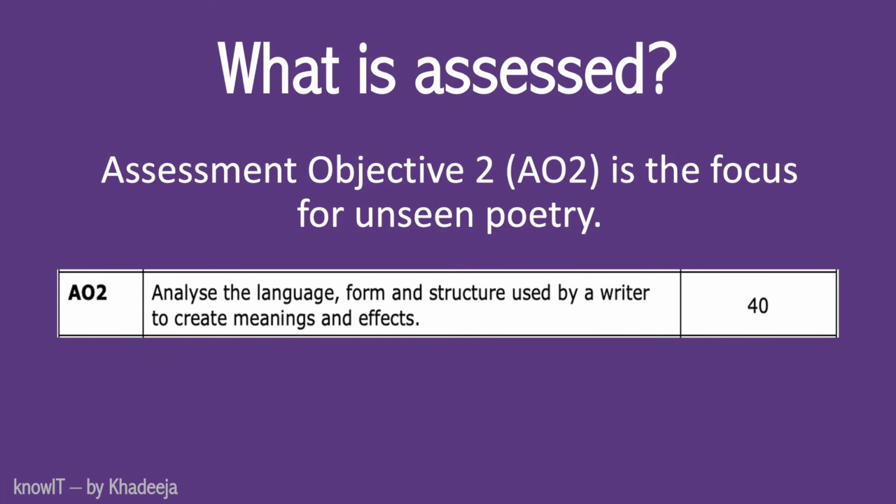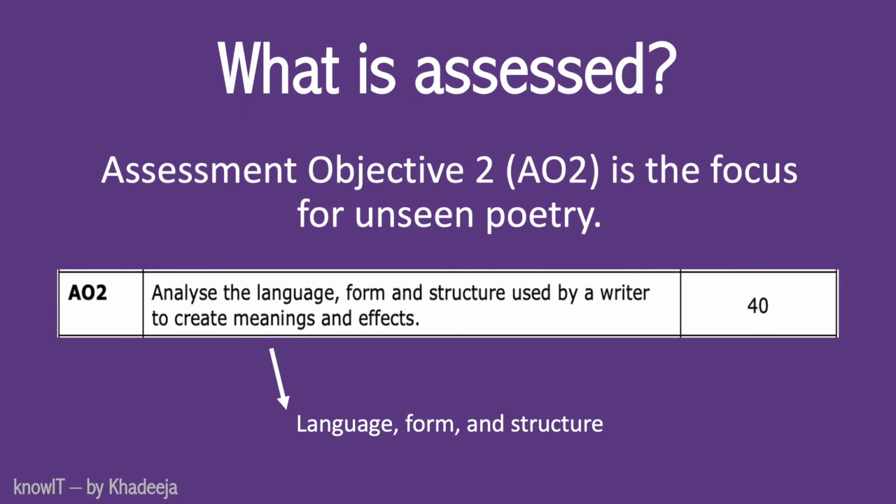As you can see from here, AO2 means that you as a student have to analyze the language, form and structure used by a writer to create meanings and effects, and it constitutes 40% of the entire iGCSE. Of course, AO2 is also assessed in other parts of your English literature exam, such as An Inspector Calls, etc.